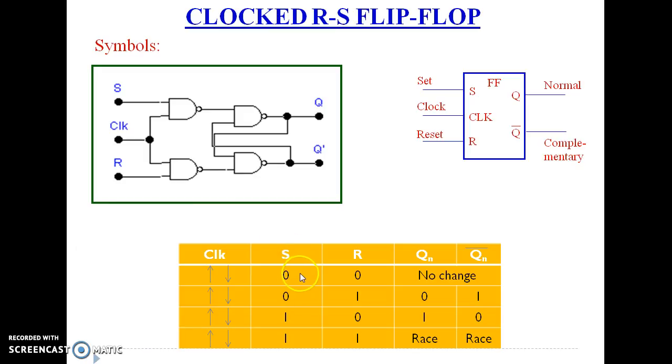So we can see when S is equal to 0 and R is equal to 0, the next state is the same as the present state. When S is equal to 0 and R is equal to 1, the next state will be equal to 0. When S is 1 and R is 0, the next state will be equal to 1. That is, it is set to 1. And when both S and R are 1, the output is not defined.